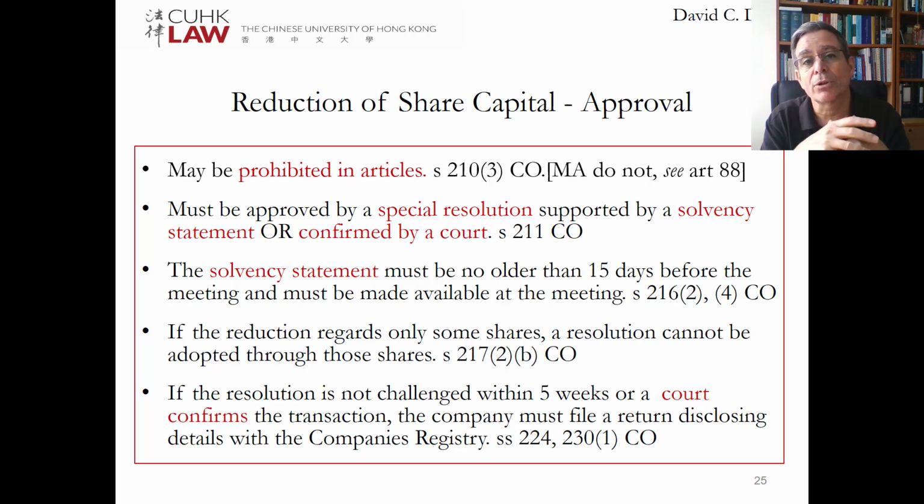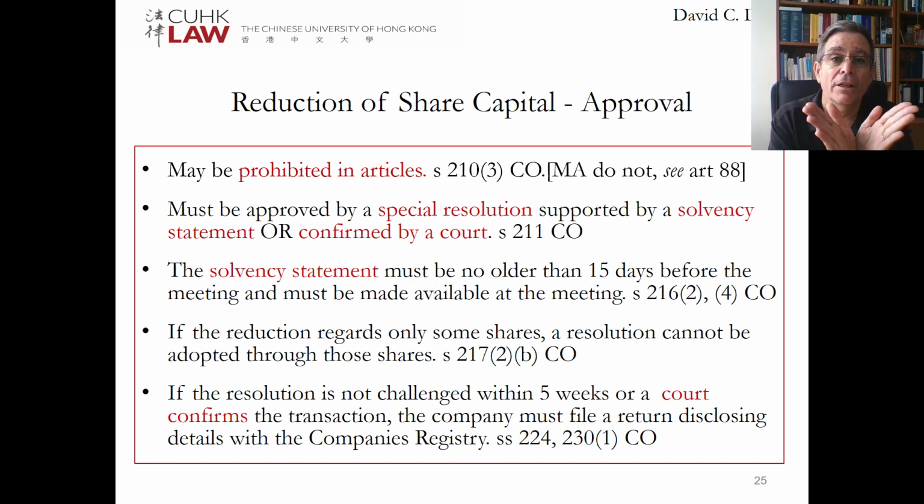Or we can take the other side of a fork in the road here, and we may go right to the court and ask the court to approve a reduction in share capital. So for a reduction in share capital, we have two possible routes for approval. One would be to ask the directors for a solvency statement and ask the members to approve by special resolution that the share capital will be reduced.